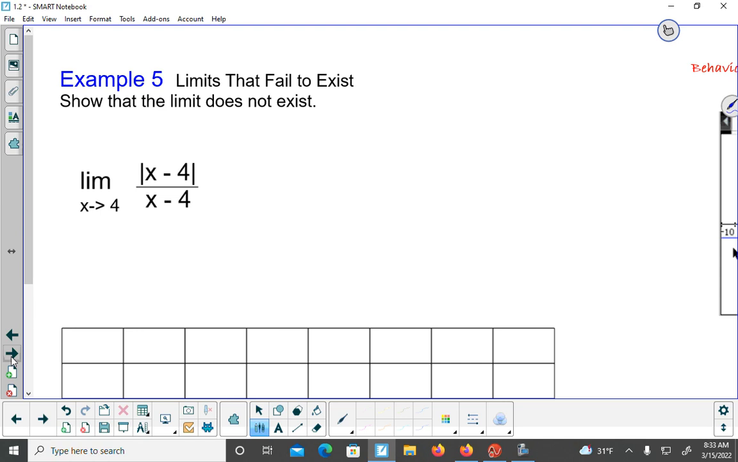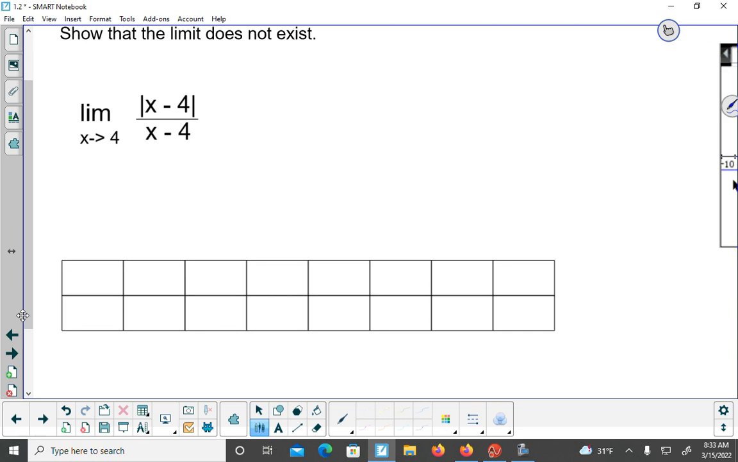Okay, number 5, an example of a limit that fails to exist. We'll talk about ruining the surprise. So here I'm going to have, I want as x approaches 4. So here's 4. I'm going to do f of x. I'm going to do from the right. So 4.001, 4.01, 4.1, and then from the left.